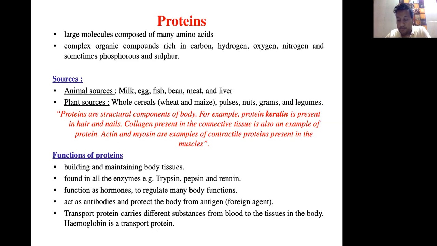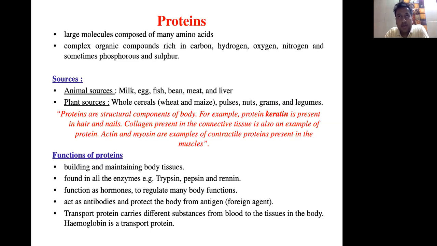Also, protein has a very important function. Those are known as transport proteins. These transport proteins act to transport certain substances from blood to the tissues in the body and vice versa. The most common protein which you might be knowing is the hemoglobin. It is a type of protein and it helps in the transfer of oxygen from the atmosphere through the RBCs to the different organs. Okay, so it acts as a transport protein.